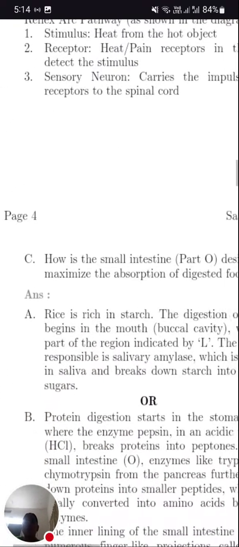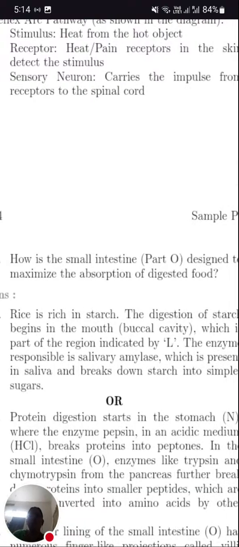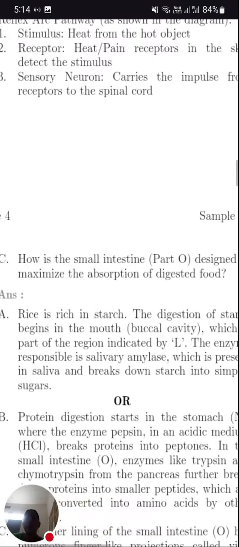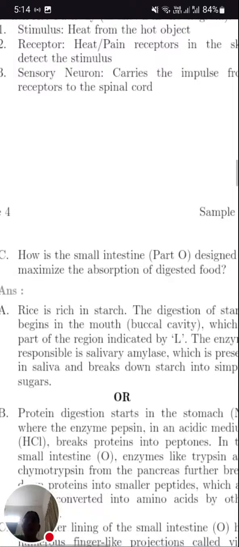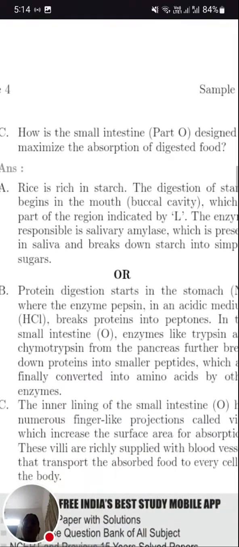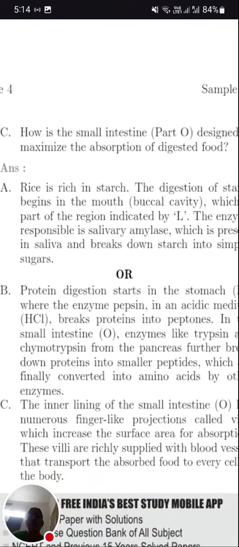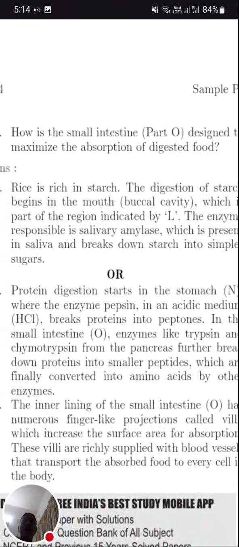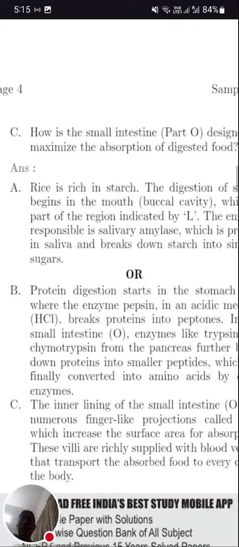Now the next question: how is the small intestine designed to maximize the absorption of digested food? This is also a very simple question. The small intestine has finger-like projections for absorption and it is a convoluted tubule, which makes it enlarged.